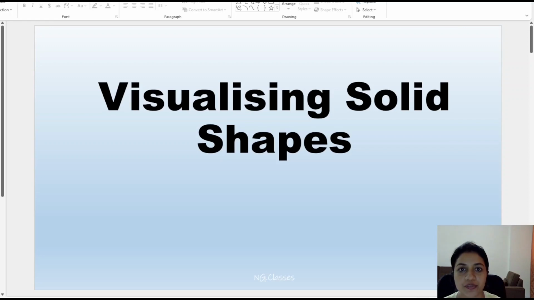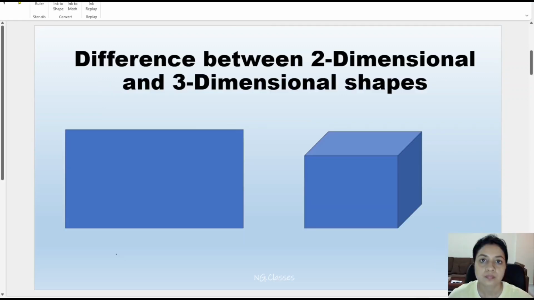So today we are going to discuss visualizing solid shapes. Here we will discuss solid shapes, also known as three-dimensional shapes, in detail. So let's start the discussion.